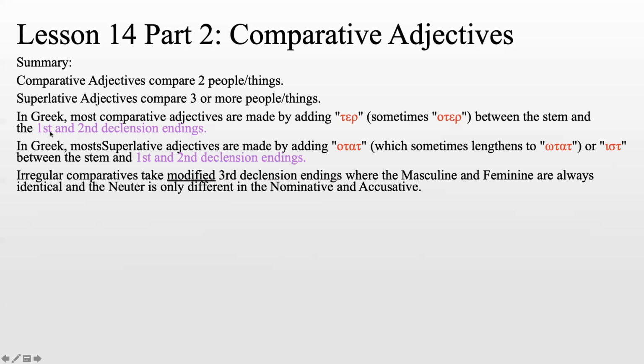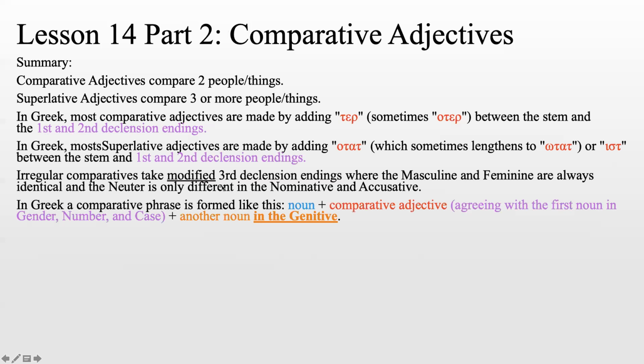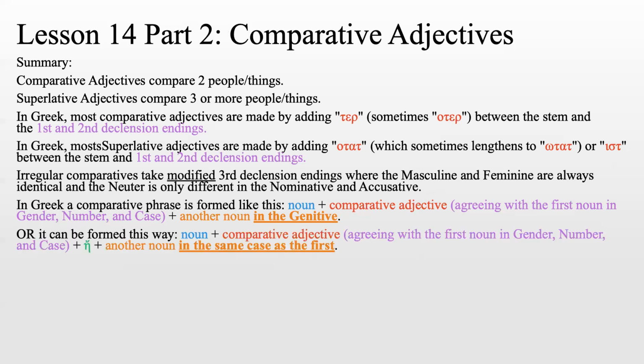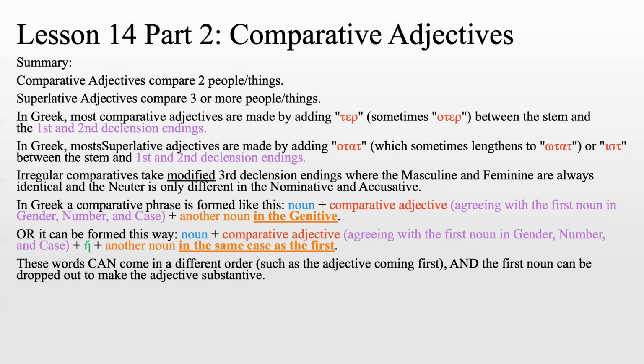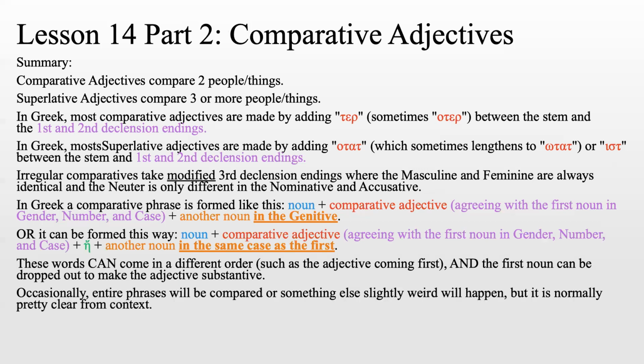So that's for comparatives. We're not taking first and seconds, we're taking thirds. Superlatives, even the irregulars, take normal ones. In Greek, a comparative phrase is formed like this: noun plus comparative adjective that agrees in gender, number, and case, and another noun in the genitive. Or it can be formed this way: noun plus comparative adjective that agrees in gender, number, case, plus a plus a noun in the same case as the first. These words can come in a different order, such as the adjective coming first, and the first noun can be dropped out to make the adjective substantive.